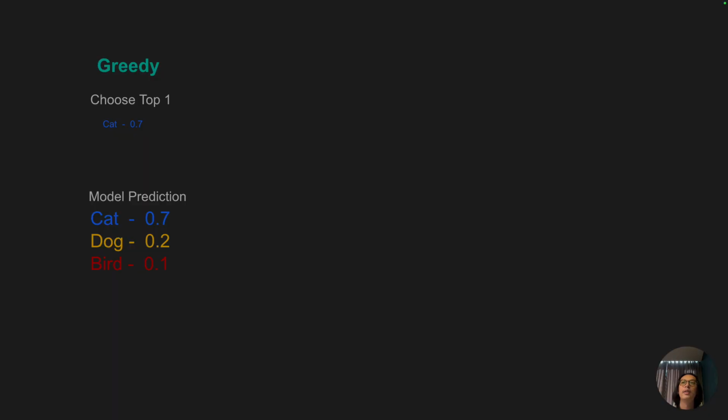So in greedy, we choose the highest probability token. The model may predict 3 tokens, but cat is the highest probability token, so we choose this in greedy decoding. In top-k, when you set top-k equal to 2, the model predicts 3 tokens, but we choose the top 2 highest probability tokens.